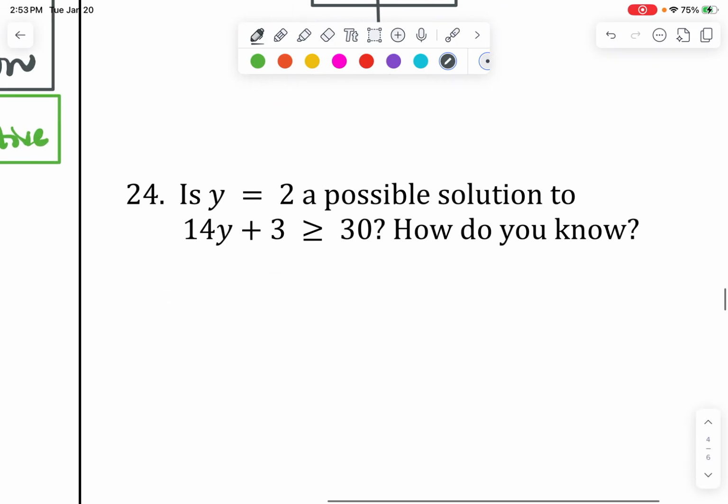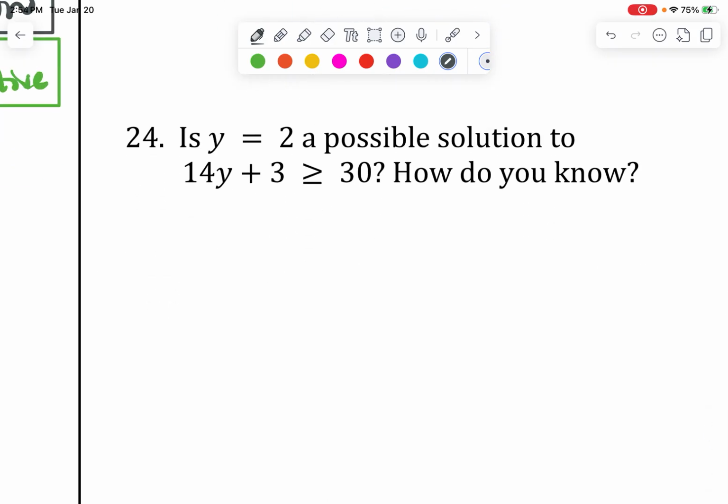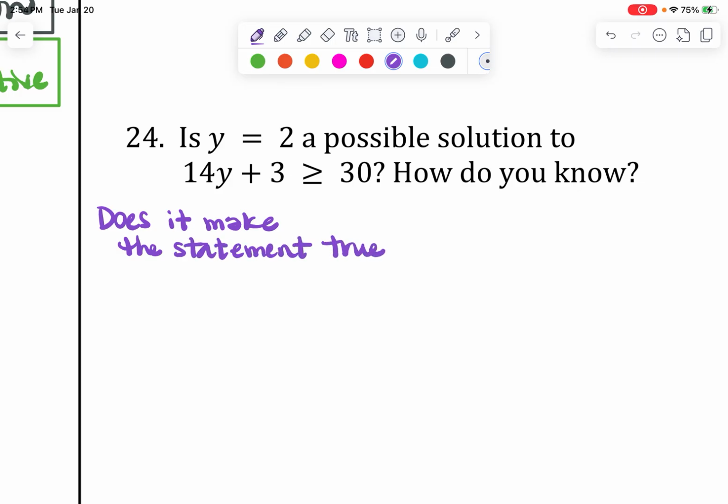All right, number 24, is y equals 2 a solution to this inequality? Well, I don't know, right? How would we check that? All right, well, we plug it in and see if it works, right? Does it give us a true statement? Does it make the statement true? That's the question that you need to answer, all right?